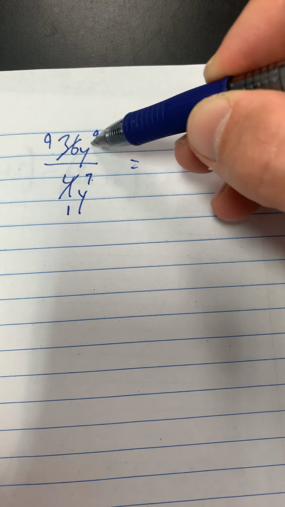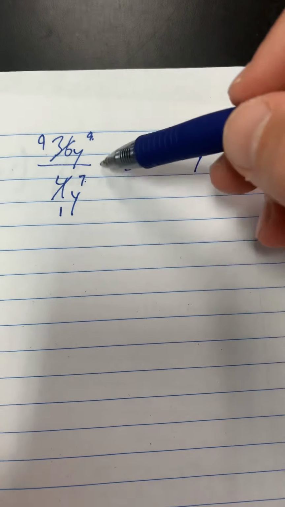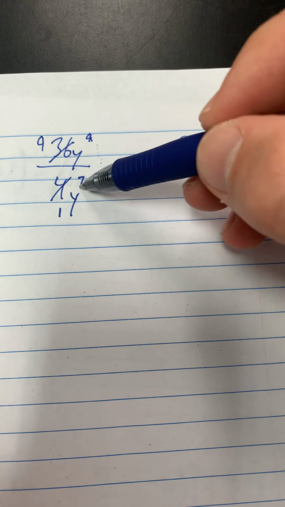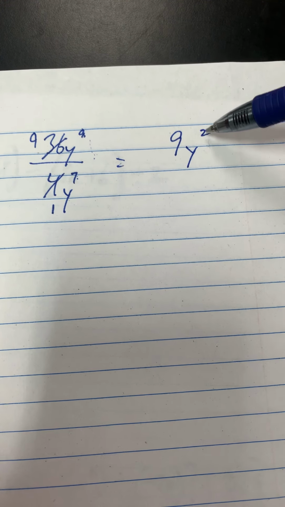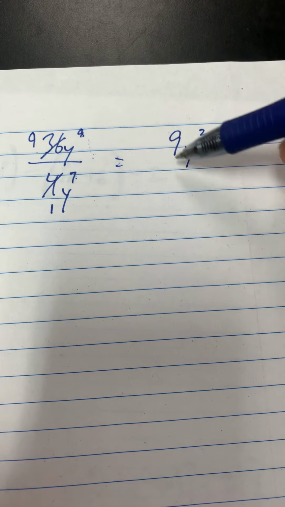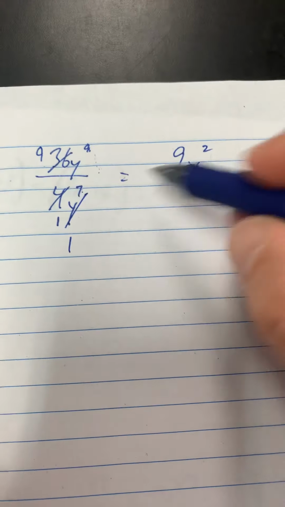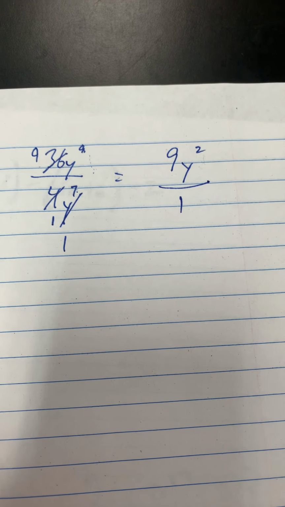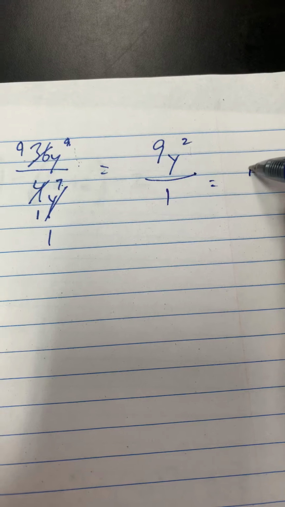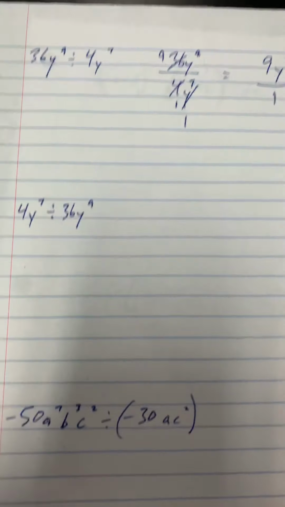Because y to the 9th is larger than y to the 7th, and it's in the numerator, my answer stays in the numerator. So y to the 9th divided by y to the 7th gives you y to the 2nd, and that y to the 2nd is going to be up in the numerator. Everything in the denominator has reduced down to 1, which is just the same as 9y squared. All right, let's look at the next one.